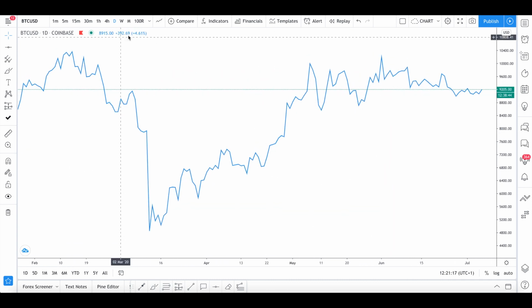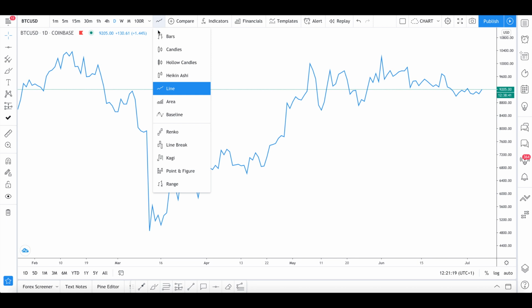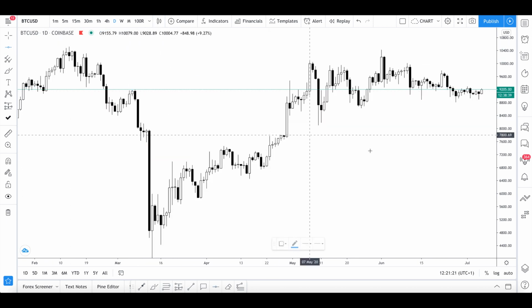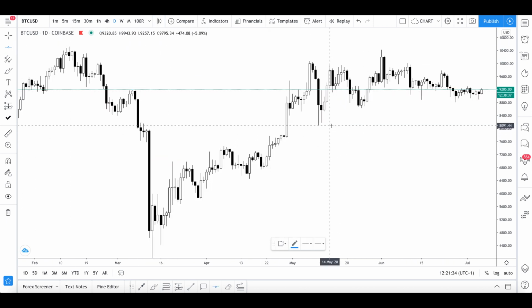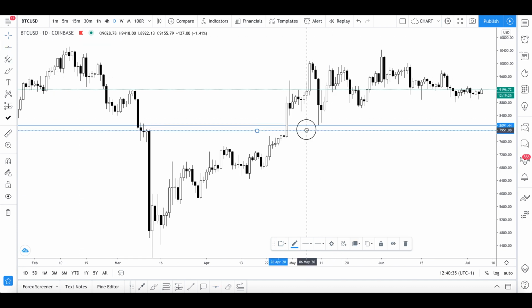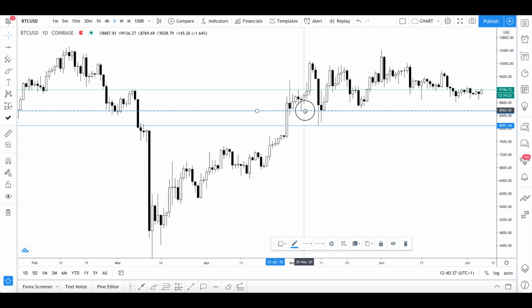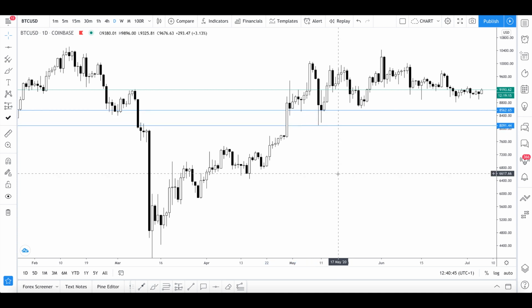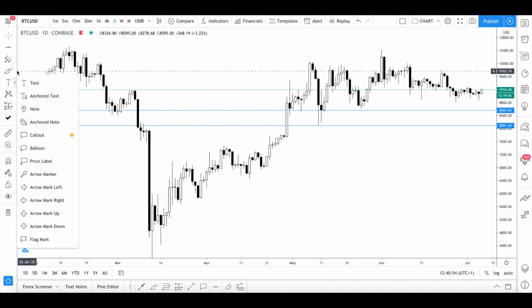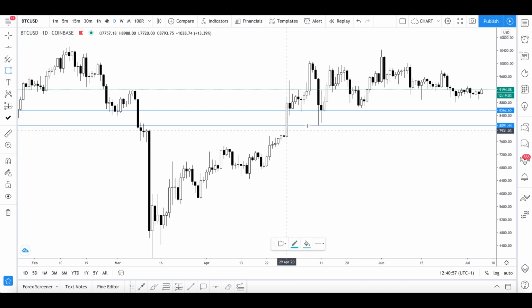And if you want to know the difference between the line chart and the candles chart, I'm gonna show an example here. I'm gonna put a line below and another line in this area. So the difference between a line chart and a candlestick chart is this area. It doesn't exist in the line chart.